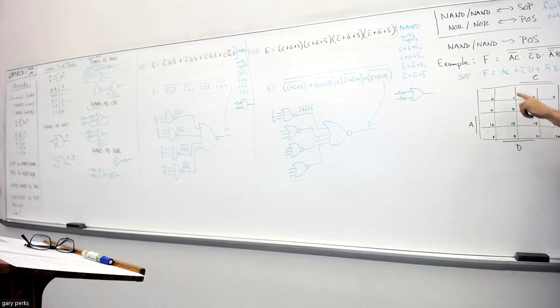So now, since this is an SOP for F, what am I going to write in the Karnaugh map? Am I going to write zeros or ones? Since it's an SOP for F. Ones, right? Yeah, remember, SOP for F goes with ones, SOP for not F goes with zeros, right?